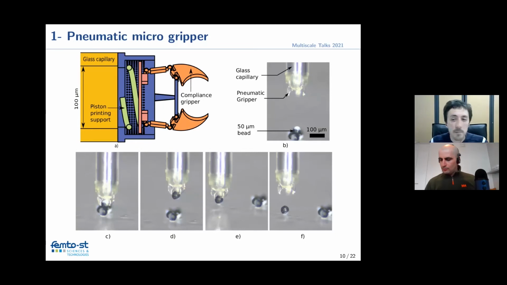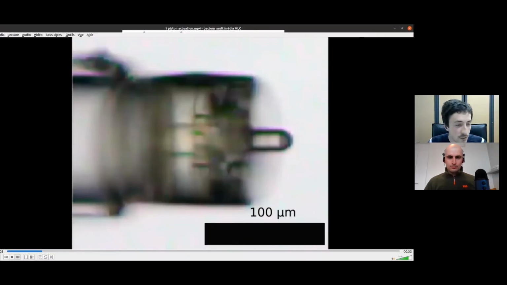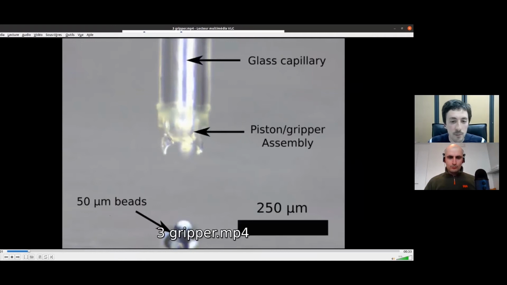Of course, a piston in itself is useless. So what we did at the end was to design a small compliant gripper, so we could demonstrate a manipulation task. So here is a video. We have this gripper, and it's at the end of our glass capillary.